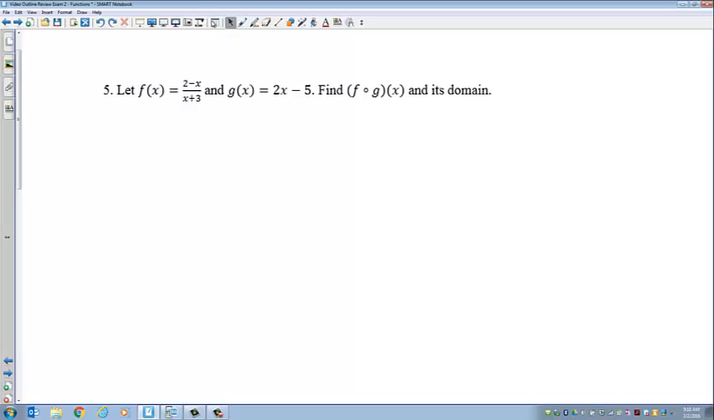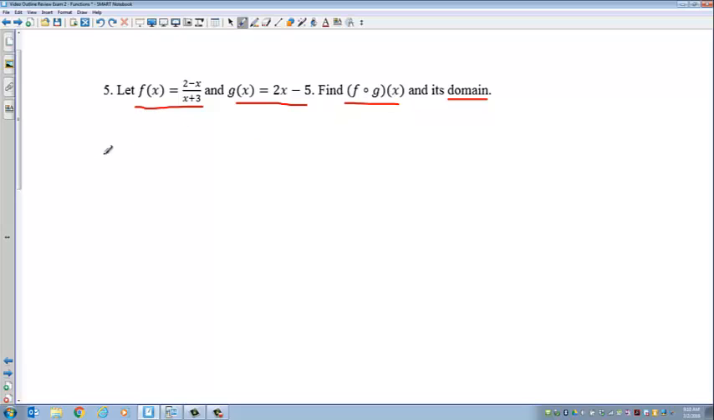Okay, so here, what do we have? We have f of x equals (2 minus x) divided by (x plus 3), and g of x equals 2x minus 5, and we want to do f composed with g of x, and then find its domain. We haven't done a domain problem with a formula yet.